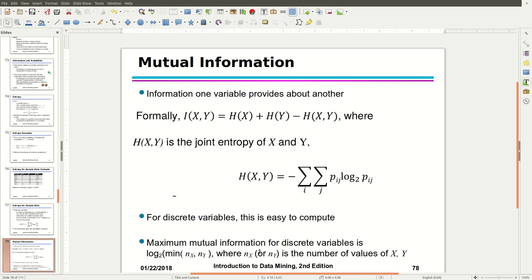Maximum mutual information for a discrete variable is log 2 of the minimum of nx or ny. So this is the number of values for the x and y attributes. Before, we were using a single variable and taking the possible n only, that's the maximum, but in this case we will take the maximum of either variable count.